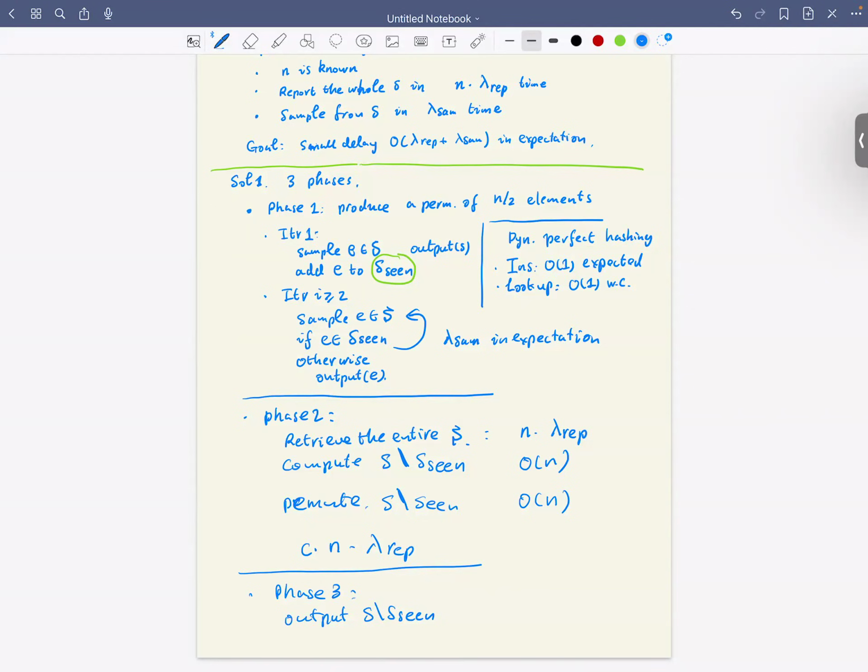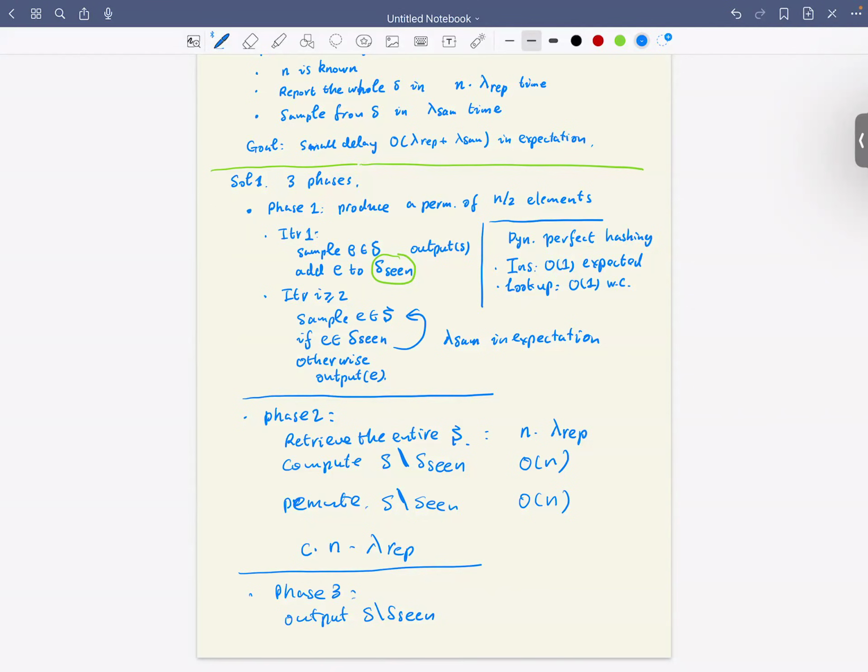So if you look at the total running time, this is basically n times lambda sen, that's the total running time of the first phase, and then plus n times lambda rep, right? So that is the time of the second phase. You see what I mean? In other words, if you think about the amortized time per element produced in the random permutation, that looks fine, right? So that's lambda rep plus lambda sen.